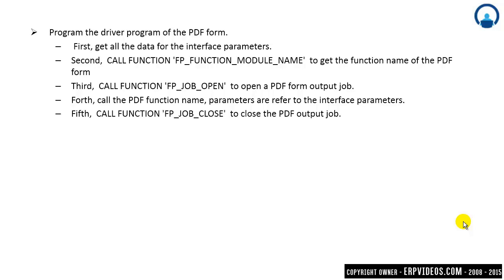Then the third step is we'll have to call the function module FP_JOB_OPEN to open a PDF form output job. Then the fourth step is we'll have to call the PDF function name with the parameters which are referred to that interface parameters. And last we'll have to call the function module FP_JOB_CLOSE to close that PDF output job. So these are the 5 steps which we perform when we design a driver program for that PDF form. Let us take an example where we have used these particular function modules.